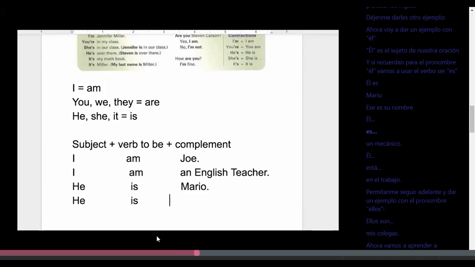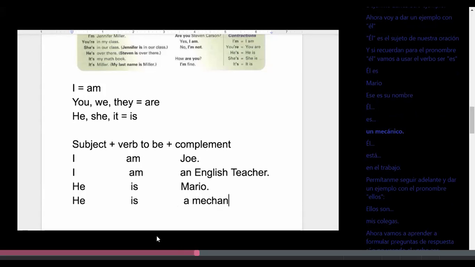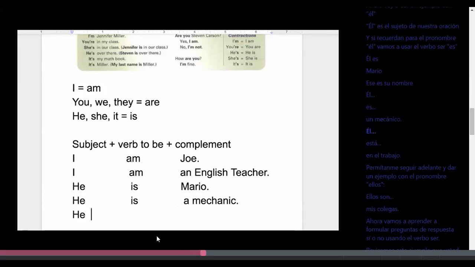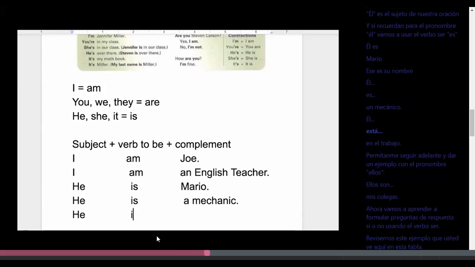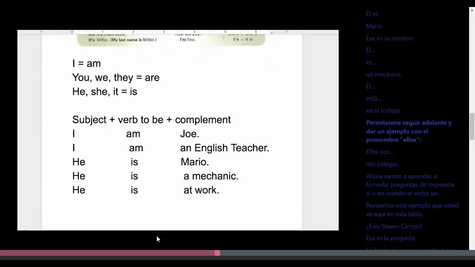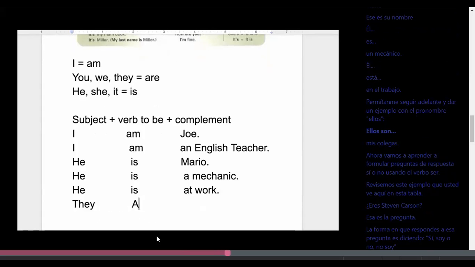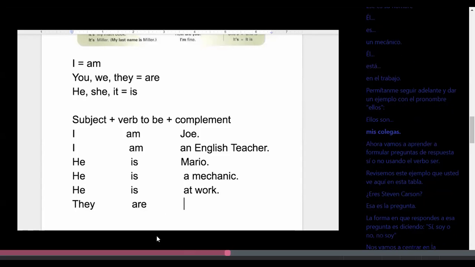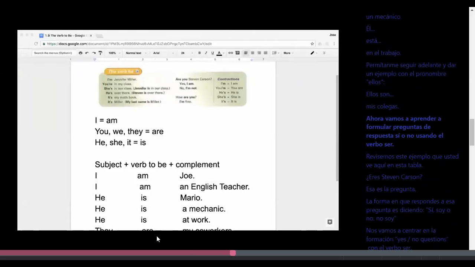He is a mechanic. He is at work. Let me go ahead and give an example with the pronoun they. And they are my co-workers. Now let's learn how to form yes or no questions using the verb to be.